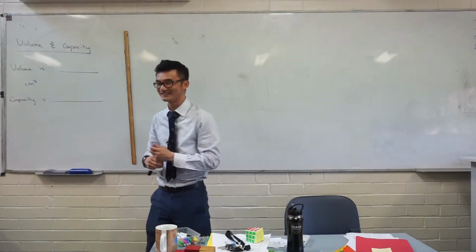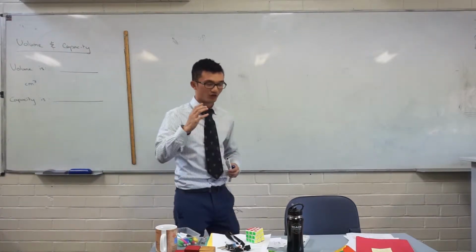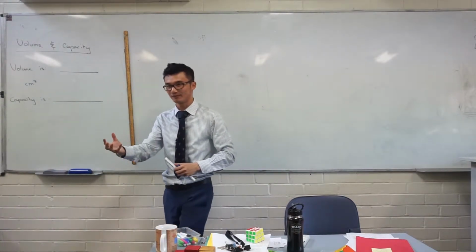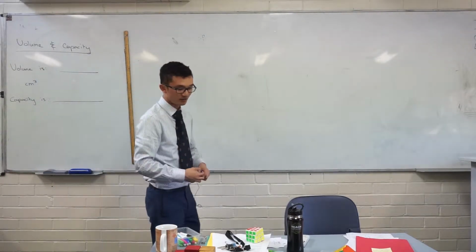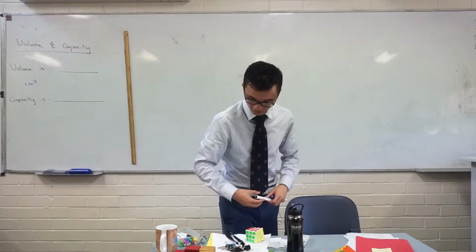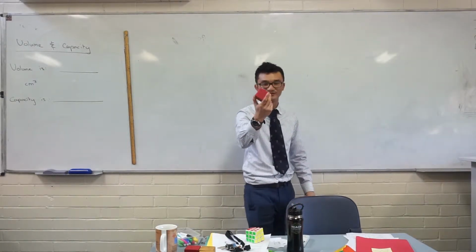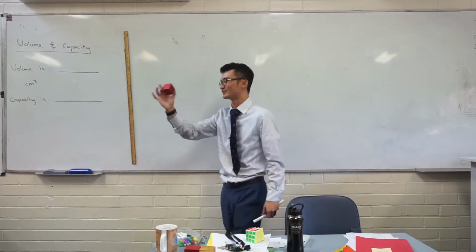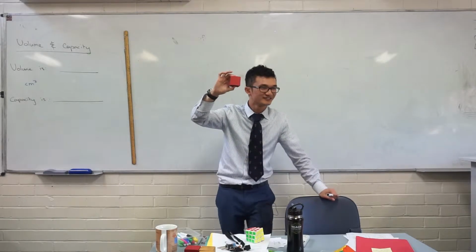Oh, interesting. Did anyone have something similar? So Ollie said that volume is the amount of space something takes up, and capacity is how much it can hold. Okay, so let's do an example. Let's say hypothetically this is 1 cubic centimeter. I've just chosen this one, right? What's the capacity of this object?